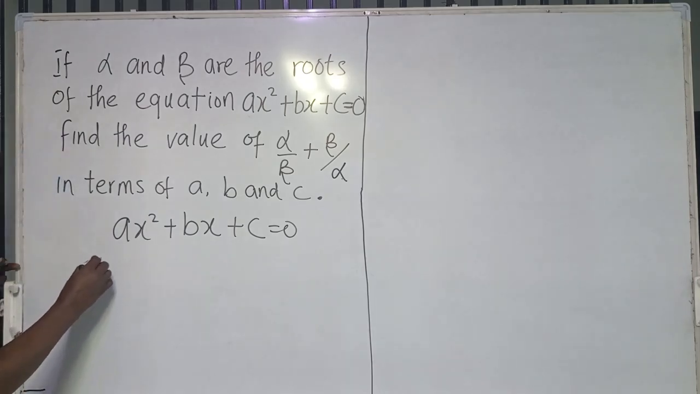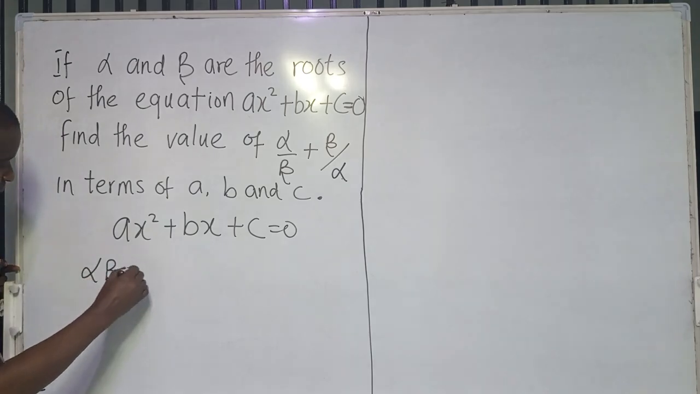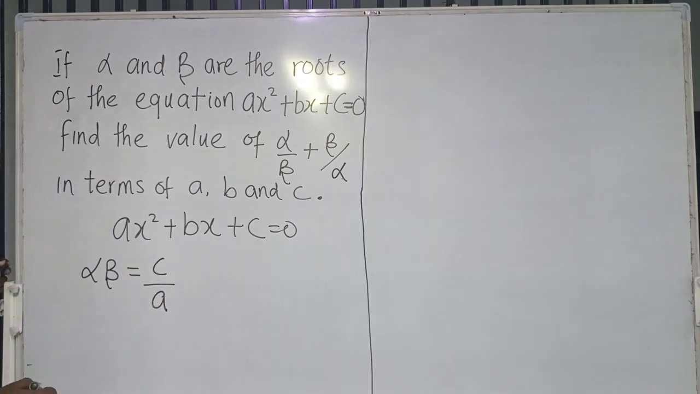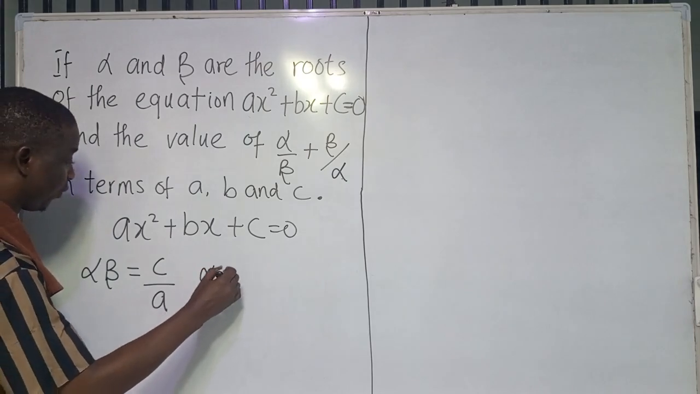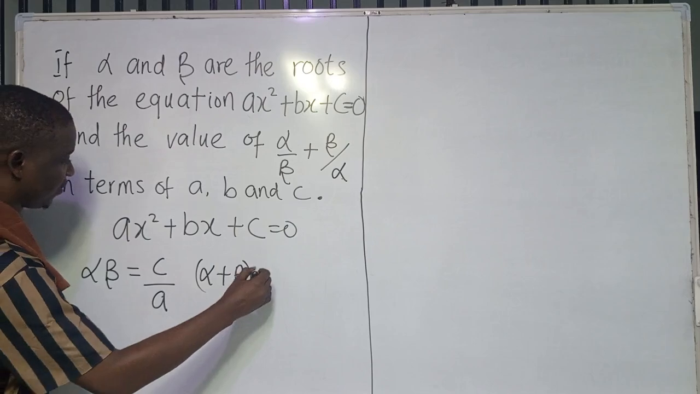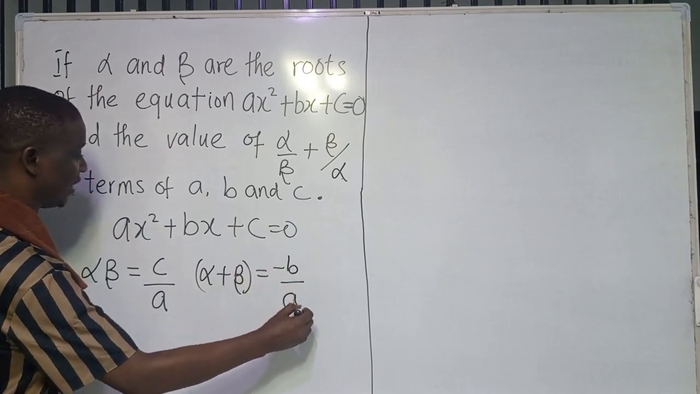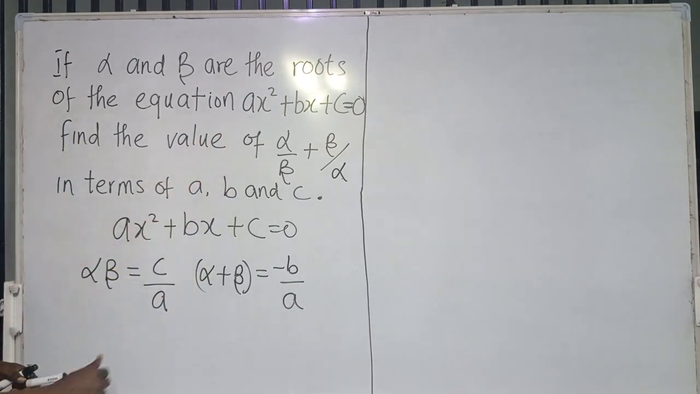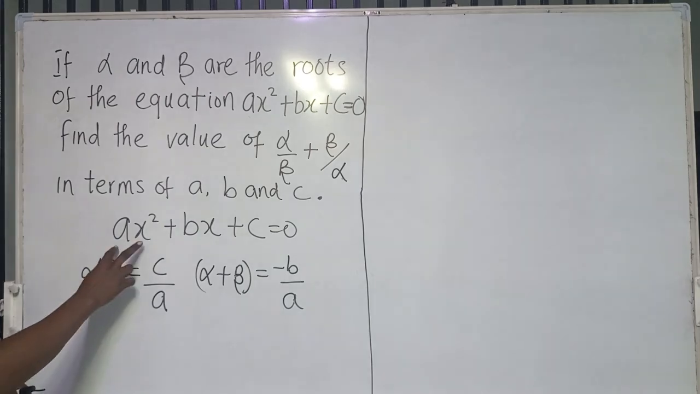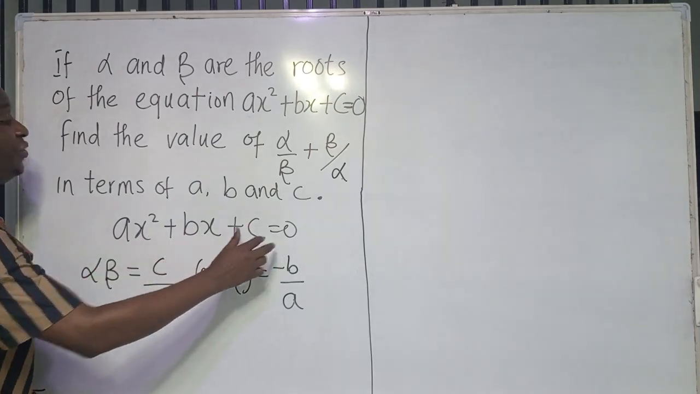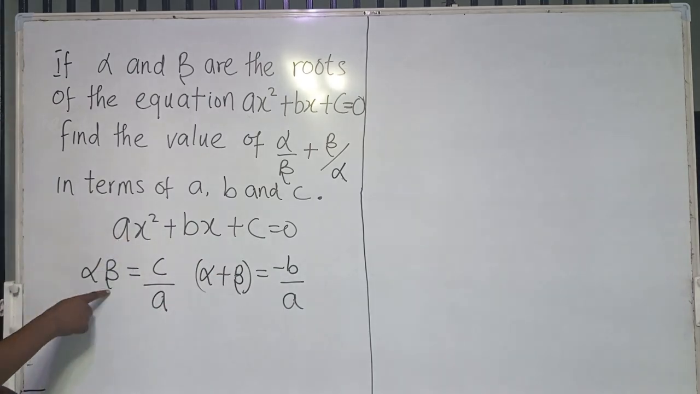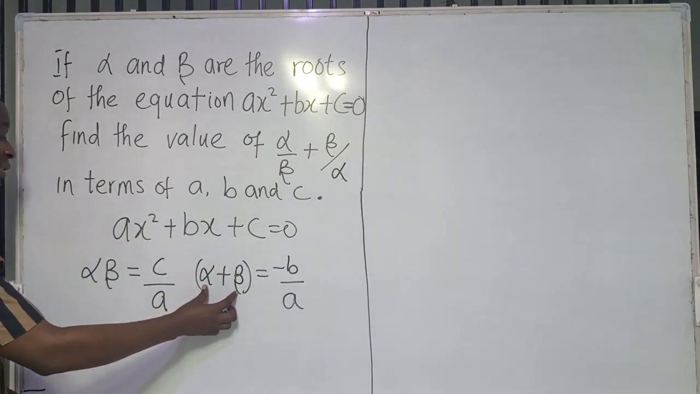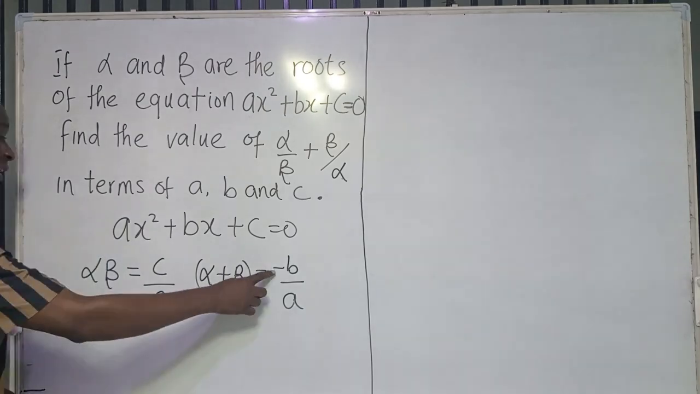Now what we want to know first is that the product alpha beta is c over a. Please take note of that. Then alpha plus beta is equal to minus b over a. I believe you know this, it is very important. These are basic knowledge we need to try this question. For ax squared plus bx plus c, the product alpha beta is c over a, and the sum alpha plus beta is minus b over a.